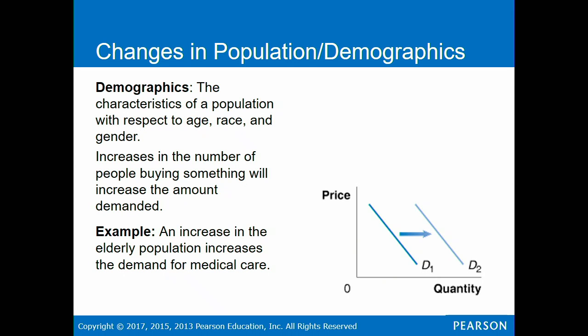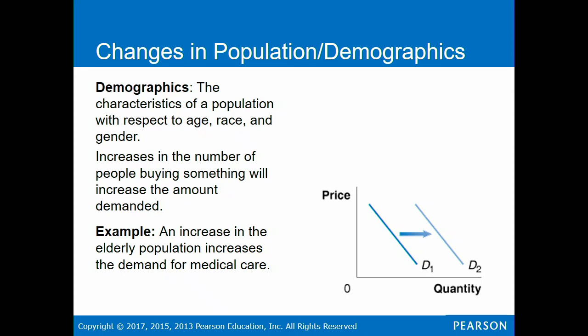All right, next is changes in population and demographics. So demographics is the characteristics of a population based on age, race, ethnicity, gender, however you want to break it down. It's breaking down society into different groups that all have a common characteristic.